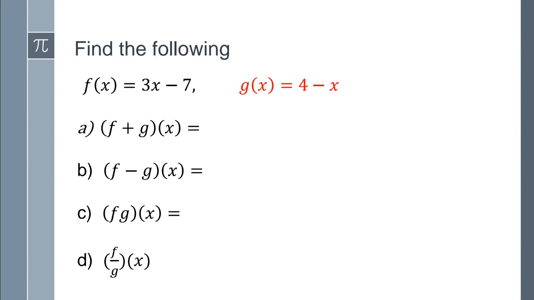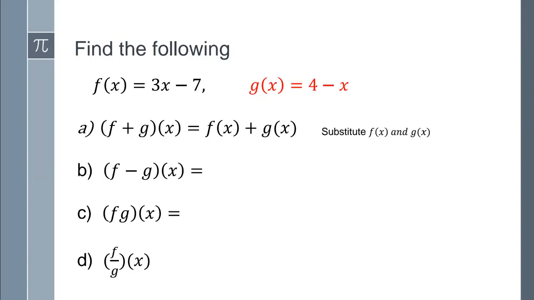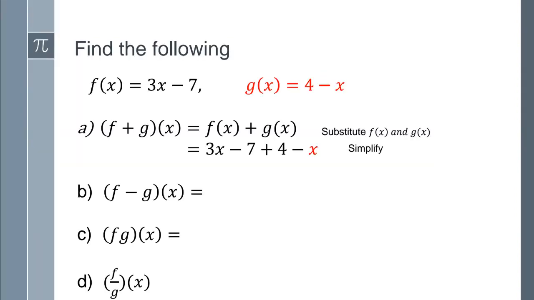So to do this, you just write them out. You first write function f of x plus function g of x. Then all you have to do is substitute function f with 3x minus 7, function g of x with 4 minus x, and simplify. So let's go ahead and do that.